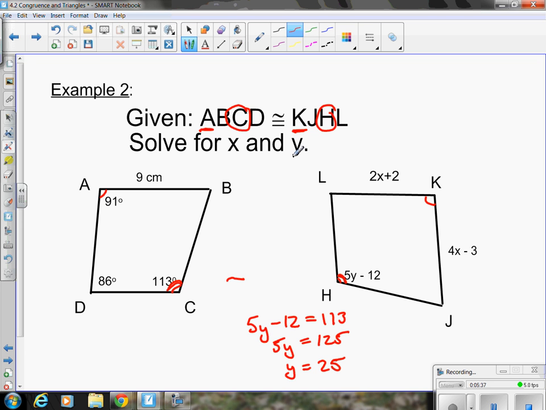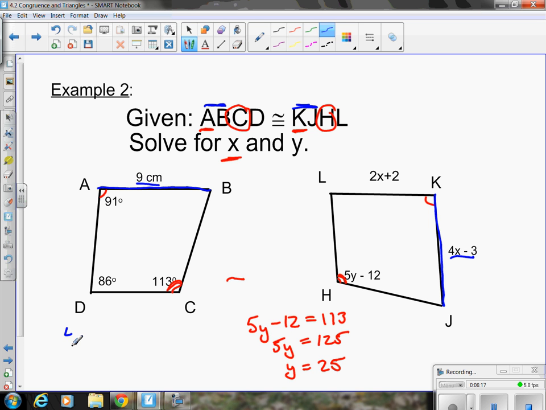And now we also need to solve for x. Over here I have two statements with x in it. Which one do I need to use? Well, the only side length that I know about is AB. That's the only side I know. So I need to figure out what side corresponds to AB in the figure. So here's AB, first two letters. I'm looking at the first two letters, KJ. So the corresponding side to AB is KJ. So I know this side length has to be the same as this because the corresponding sides are congruent.